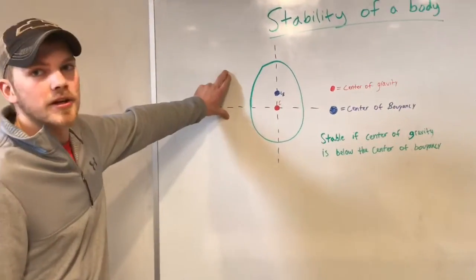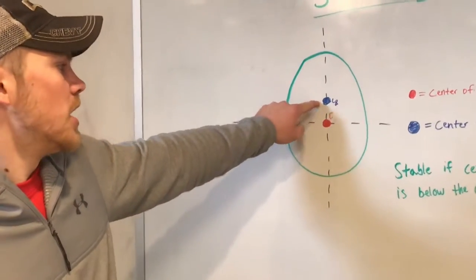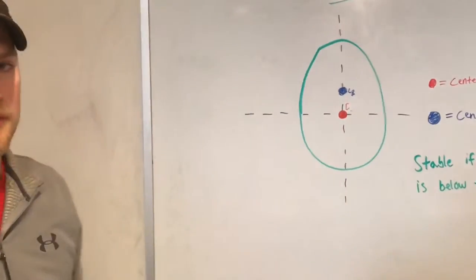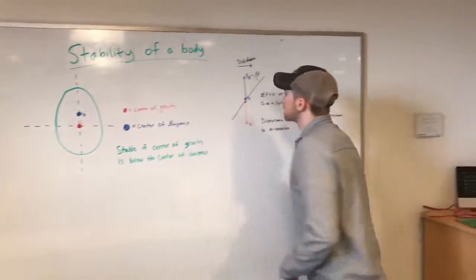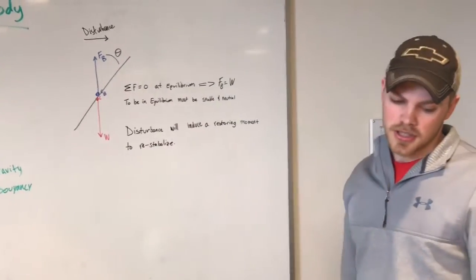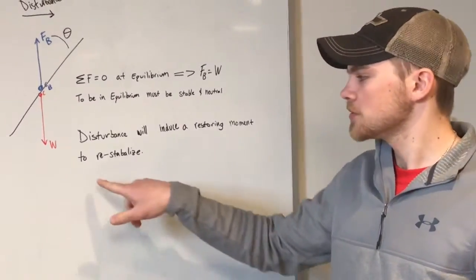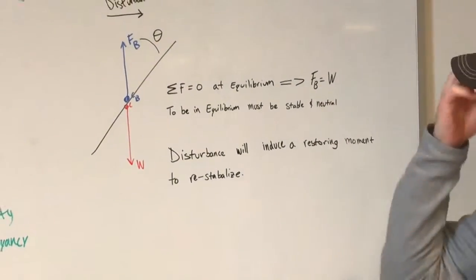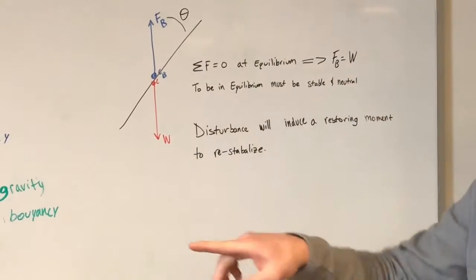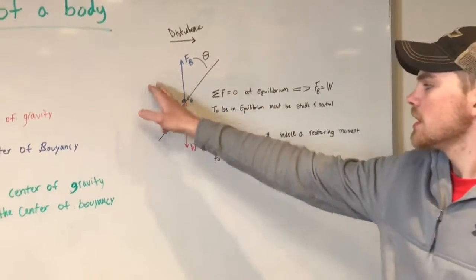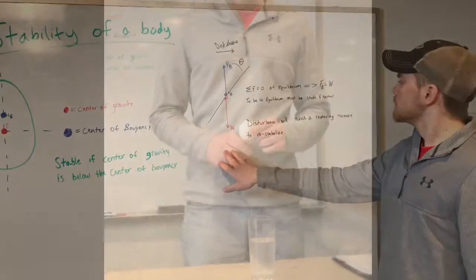This is our egg, drawing an egg. We can see that the center of buoyancy is above the center of gravity, so it does have a stable point when it's floating. Later in the experiment you'll see how when a disturbance is induced, a restoring moment happens to restabilize it at its normal point. When it's sitting in equilibrium, all forces are equal. So like we've stated previously, the buoyant force is equal to the weight of the egg, meaning when it's suspended.